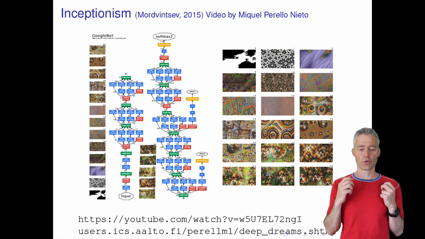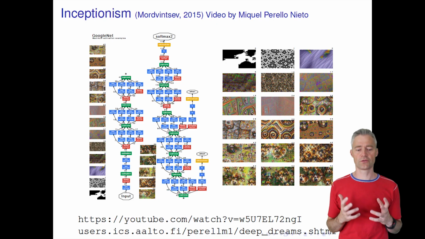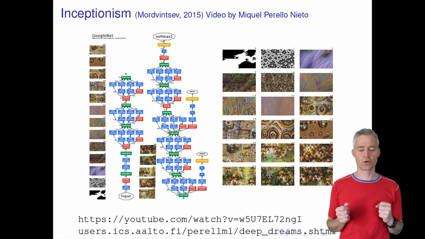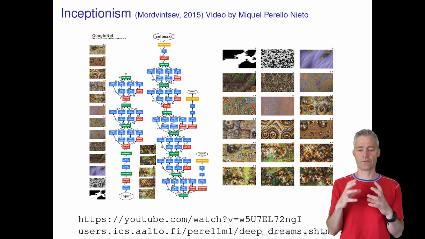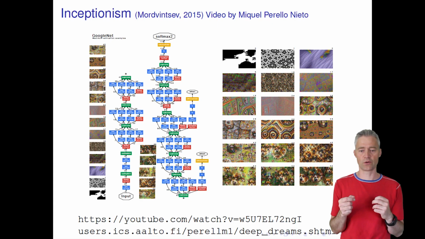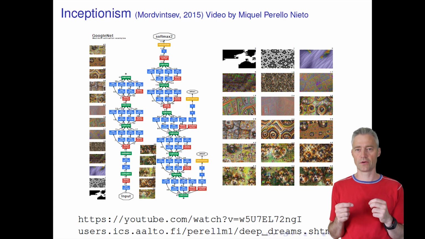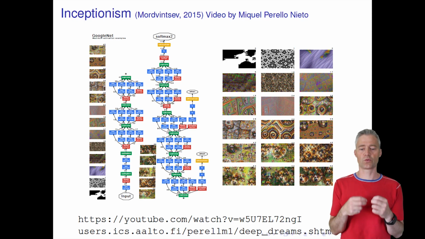So what we can do is give some image as an input to the network, and we can choose a specific filter, and now we can say the kind of features that this filter is sensitive to are enhanced in the original image. But now we can change the original image to enhance these features even more. And this is what is done in the video.